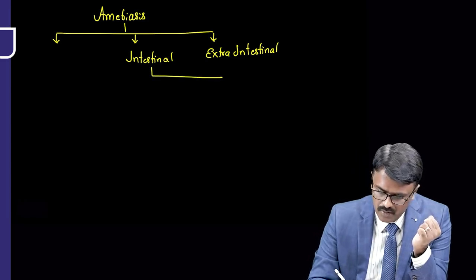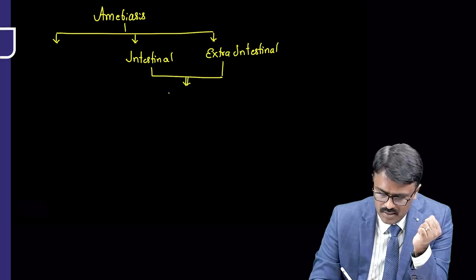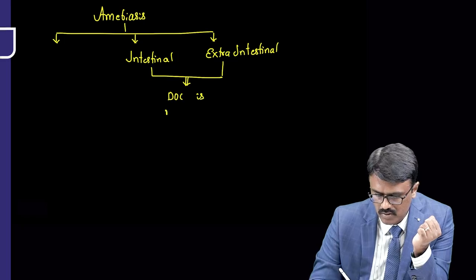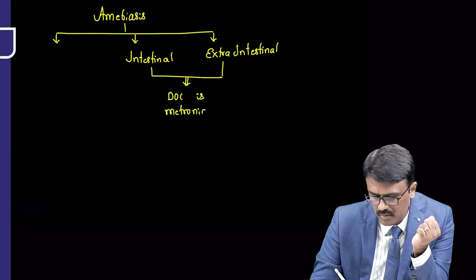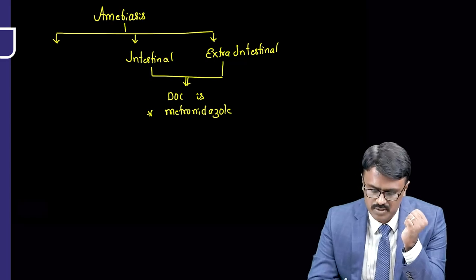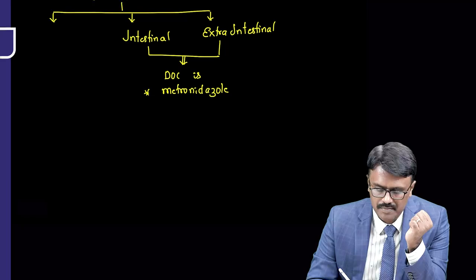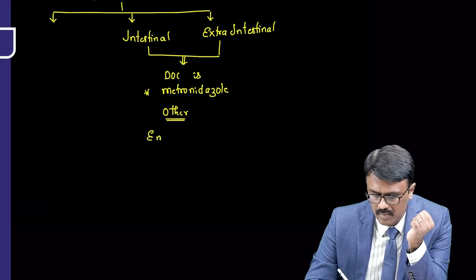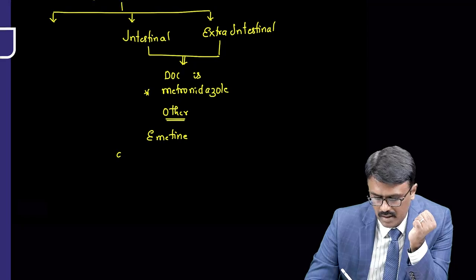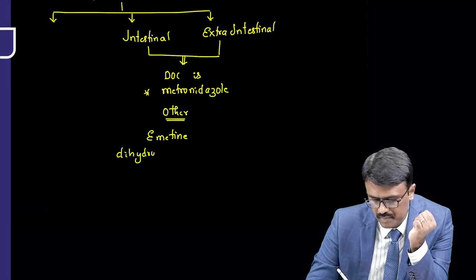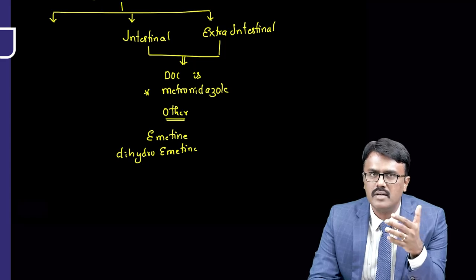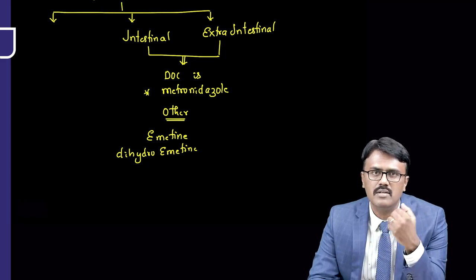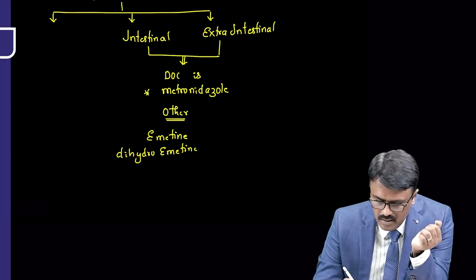Now please remember, for both, what is the drug of choice? The drug of choice is metronidazole. So the metronidazole group of drugs are the drugs of choice. Other drugs which can be used are emetine and dehydroemetine. These are also used for both. But the problem is these are older drugs, and the name itself tells you, emetine, they increase nausea and vomiting. So that's the reason the best drug is metronidazole.